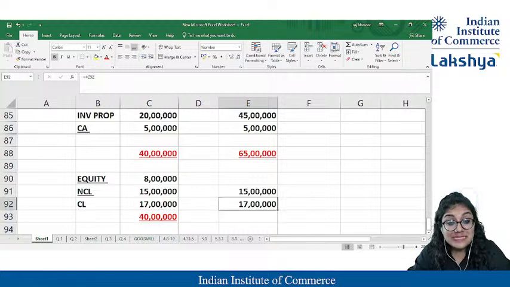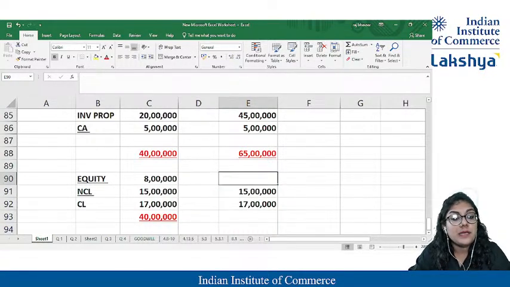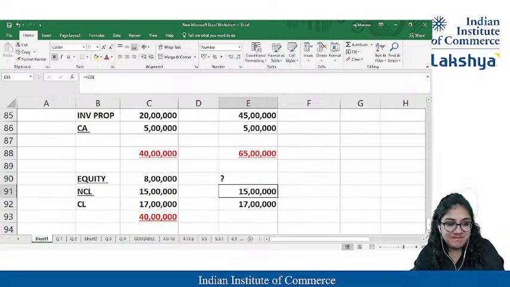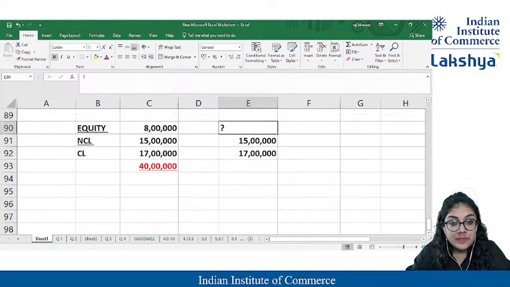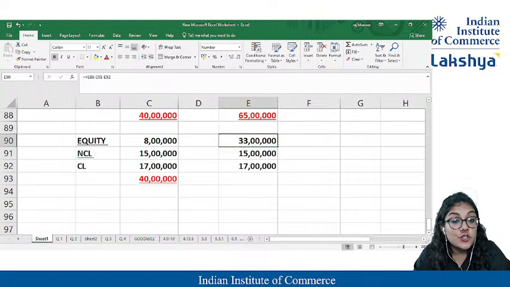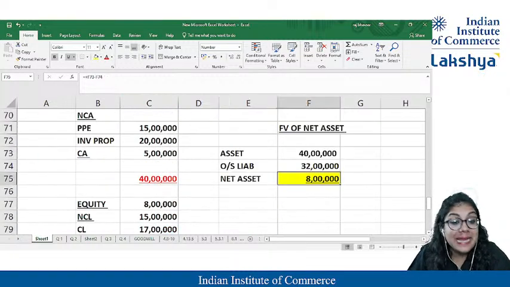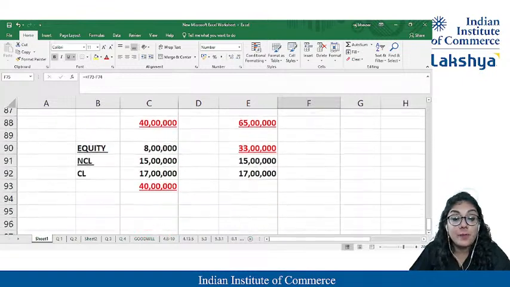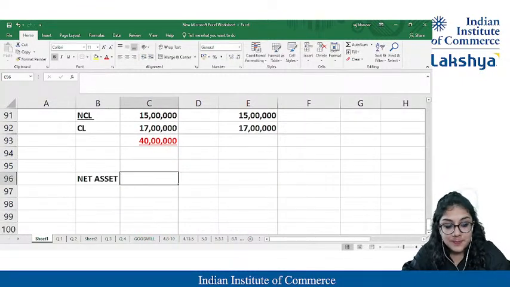Suppose the total is 65 lakhs over here also. Can you tell me what is the equity amount? That is 65 lakhs minus 15 lakhs minus 17 lakhs. So today 33 lakhs will be your amount of net assets. So now it's not just 8 lakhs that you have to pay. Now my net assets came to 33 lakhs.